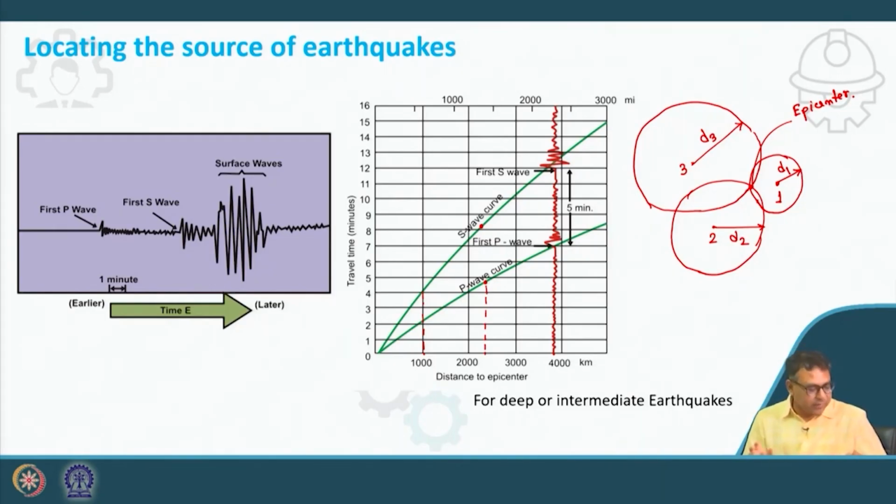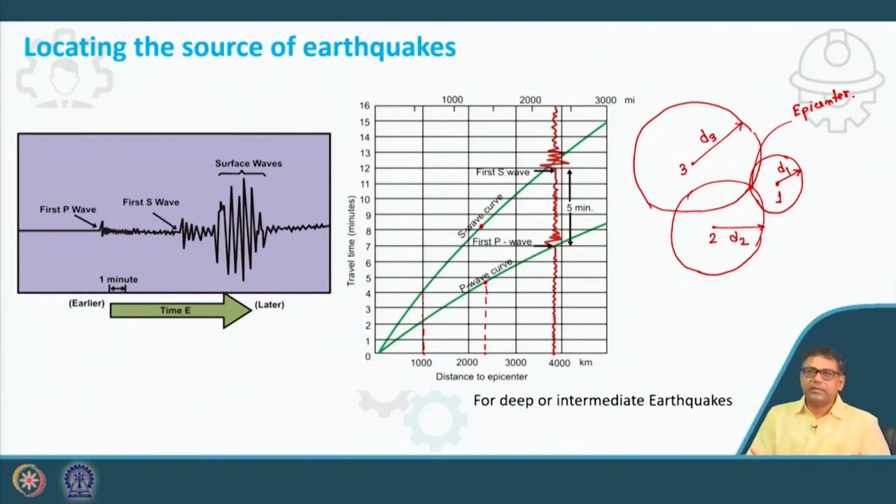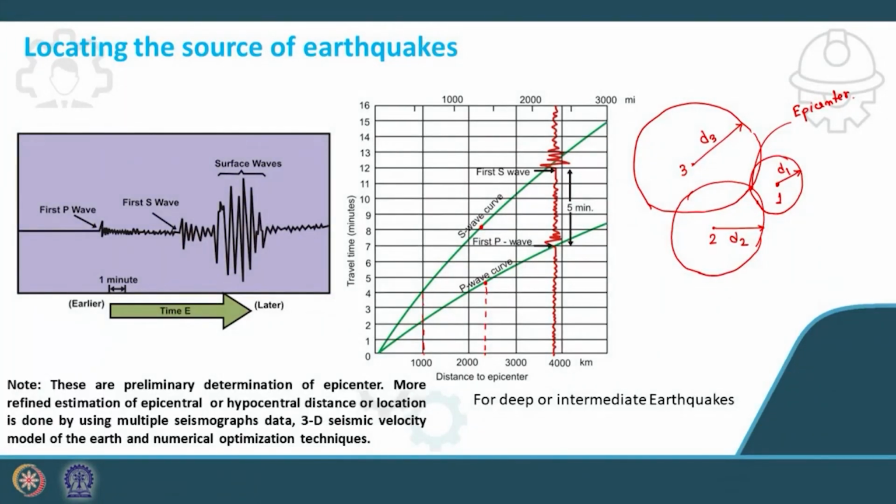So I have discussed that if it is a shallow earthquake, you can use this method. For the other case, you can use this method, but this is a common method that you can use for all types of earthquake. So today I am finishing my lecture here. Next class, I will solve one example problem, and by solving it I will give you an idea of how you can locate the epicenter of an earthquake, and then if time permits, I will discuss the size of an earthquake.